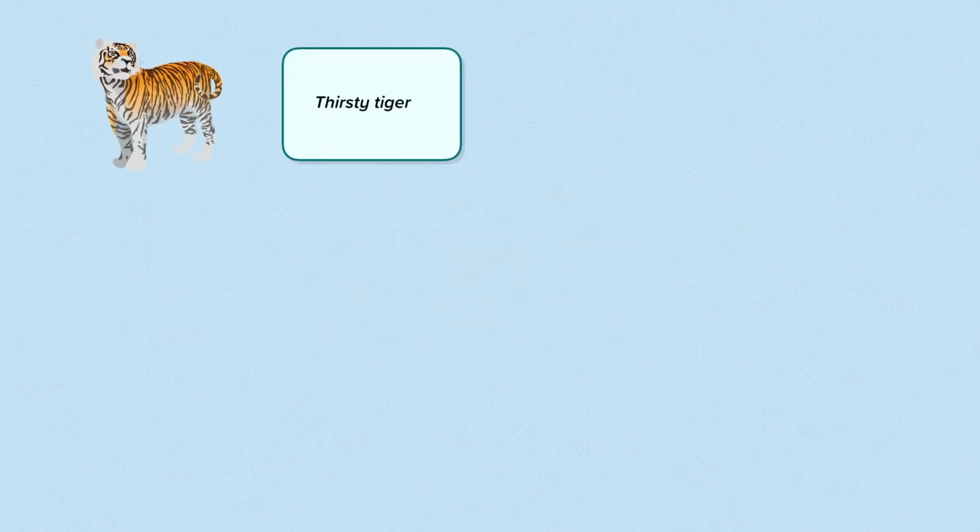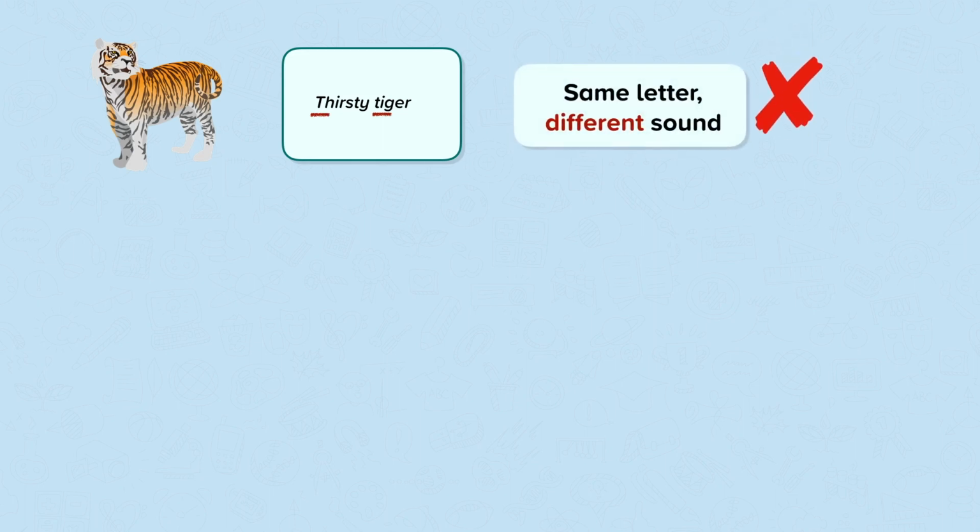So let's look at our first example, thirsty tiger. Both words, thirsty and tiger, start with the letter T, but this is not an example of alliteration because the T and the th sound are different. So it uses the same letter, but it makes a different sound.